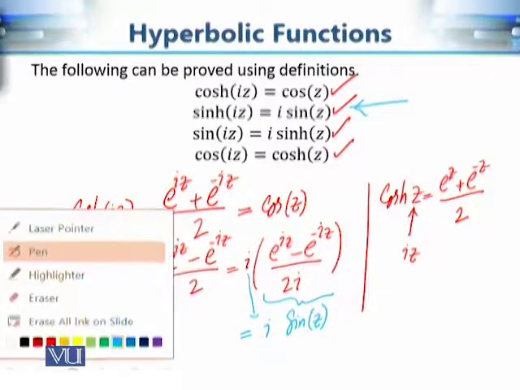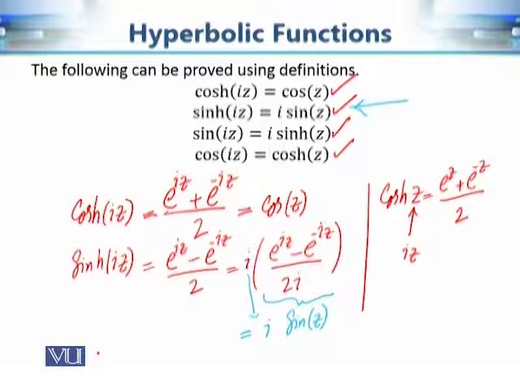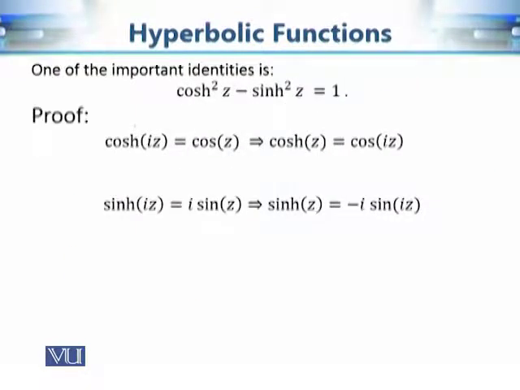So that's how we prove these very simple but very powerful relations between the hyperbolic functions and the trigonometric functions. Okay, so using these relations we can prove some very powerful identities which are very famous and very useful in our calculations. So our first powerful and very famous identity is cosine hyperbolic square z minus sine hyperbolic square z is equal to 1. Okay, so how to prove this identity?